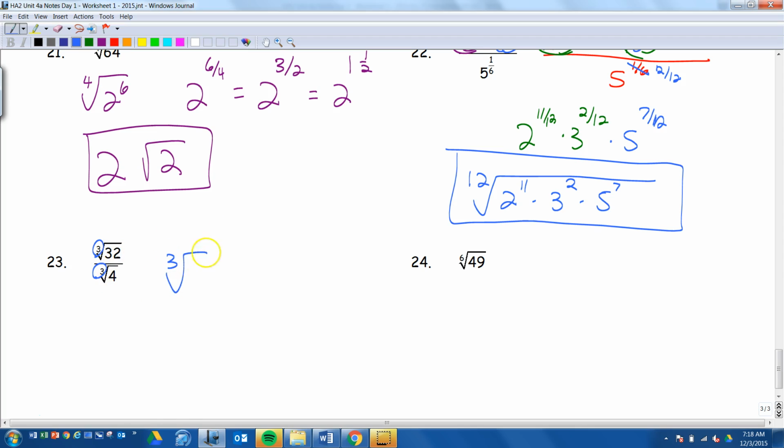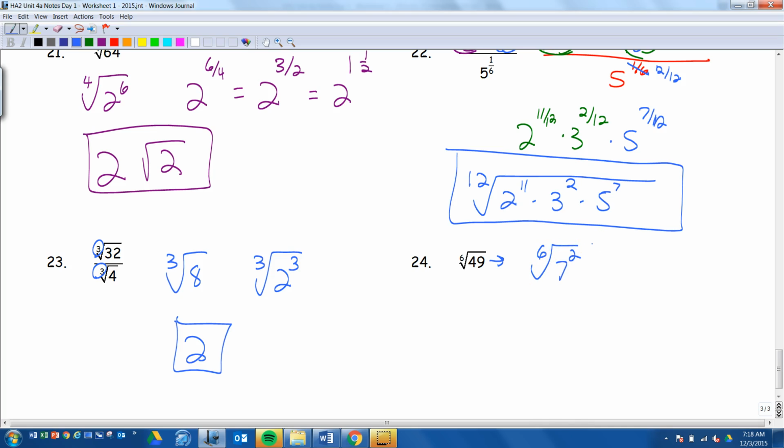Now, this one here, since they are the same root, you can divide first. So this would turn into the 3rd root of 8, which hopefully you guys by now know that 8 is 2 cubed. And since it's a 3rd root of something cubed, they will cancel perfectly, and we're left with 2. The 6th root of 49. The only thing we can do here is turn 49 into 7 squared.